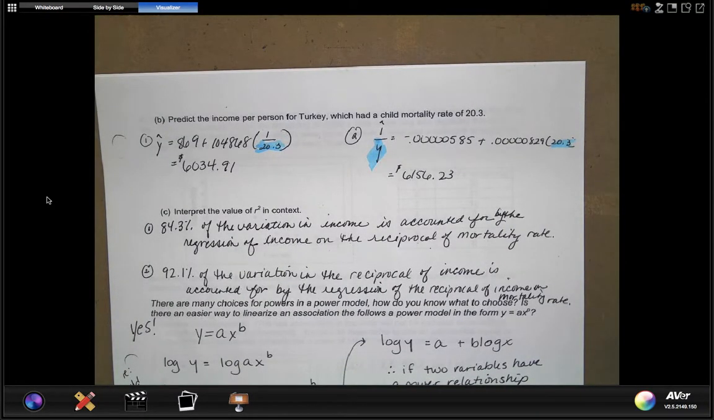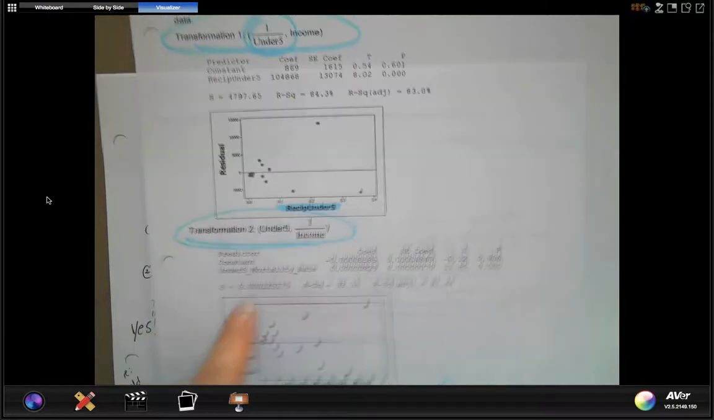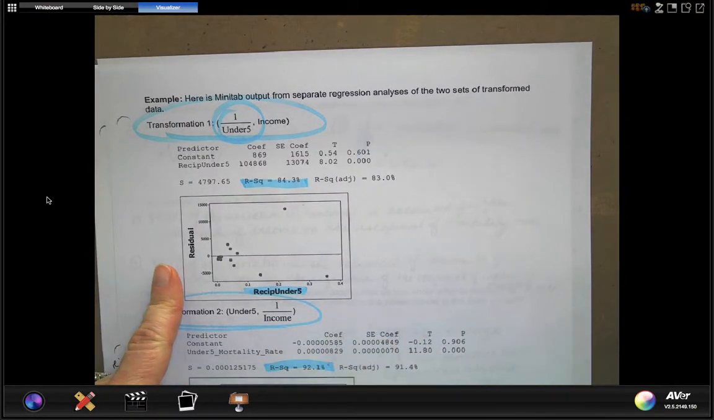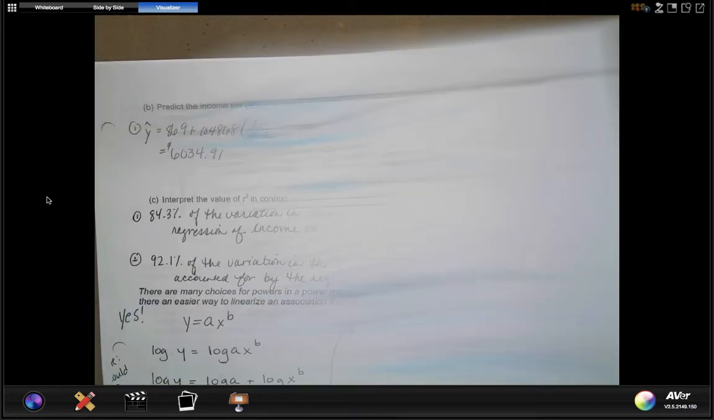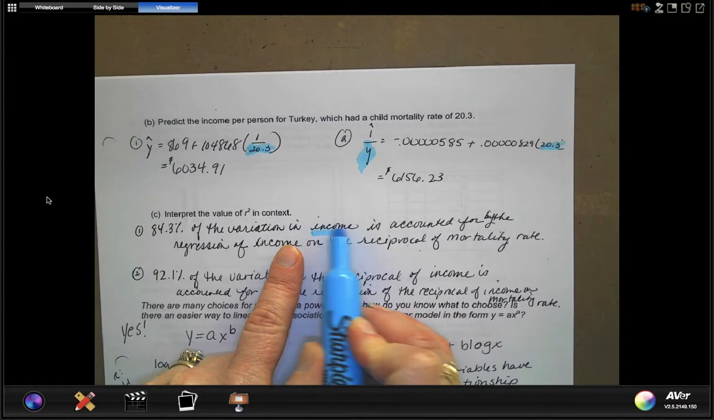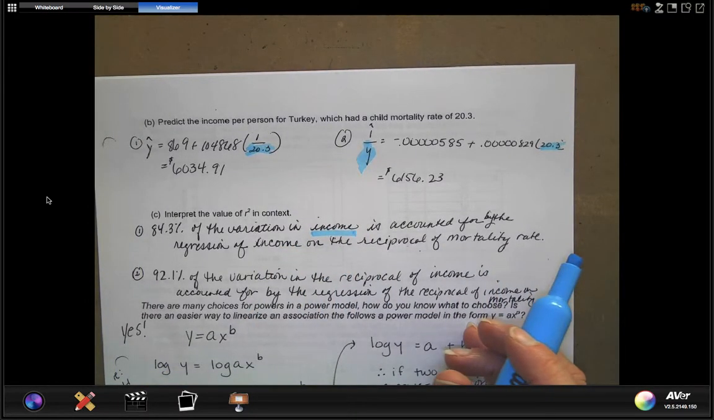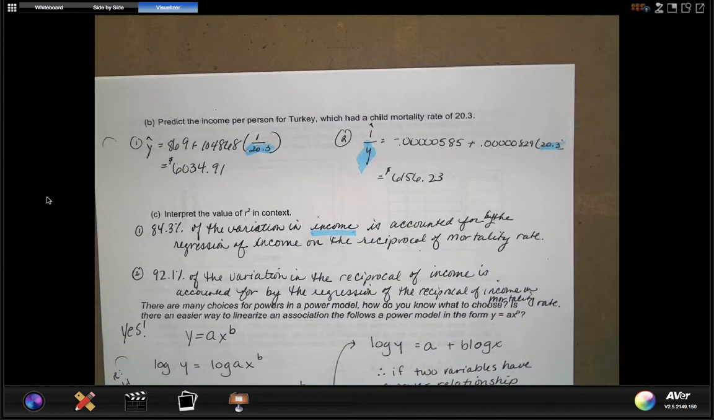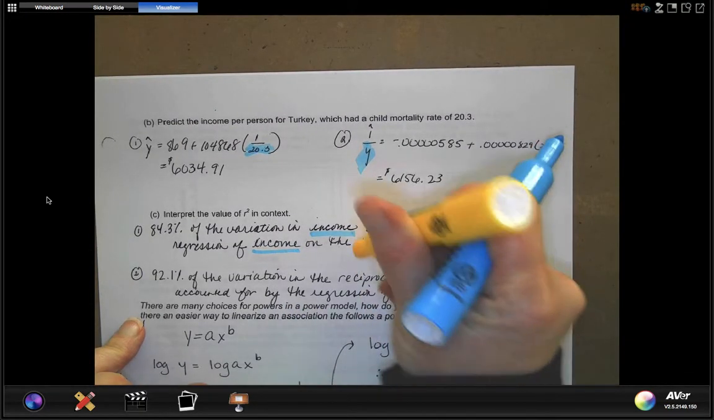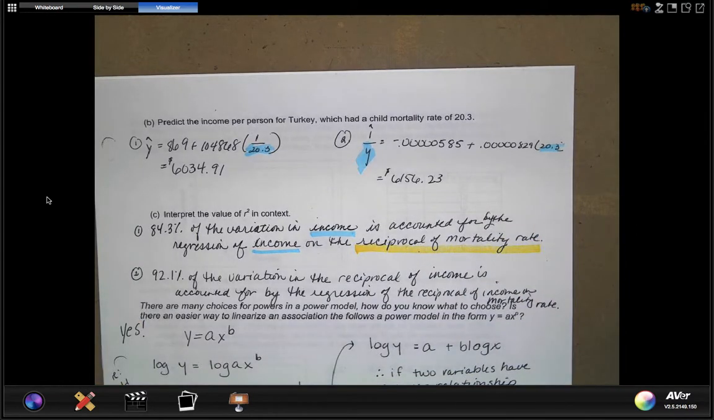The next one, we're interpreting the r squared. So again, we're getting that r squared from our chart. So I've got 84.3, 92.1. So 84.3% of the variation, remember it's always, here's my y variable, in income is accounted for by the regression of income, again my y variable, on the reciprocal of mortality rate. Because on this one I didn't regress on just the mortality rate, I regressed on the reciprocal of it.